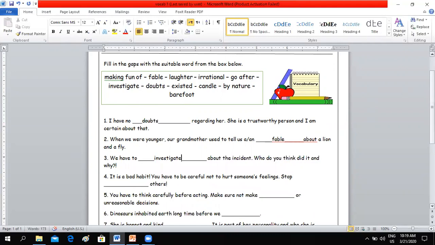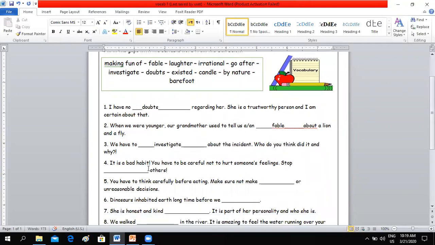Number 4. It's a bad habit. You have to be careful not to hurt someone's feelings. Stop hurting others' feelings, then it is making fun of.